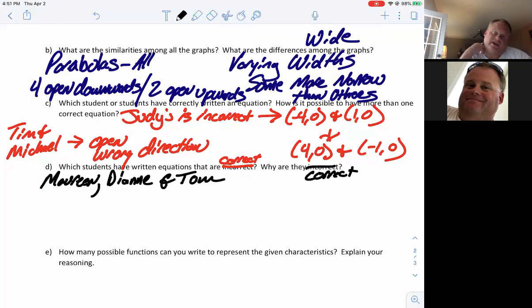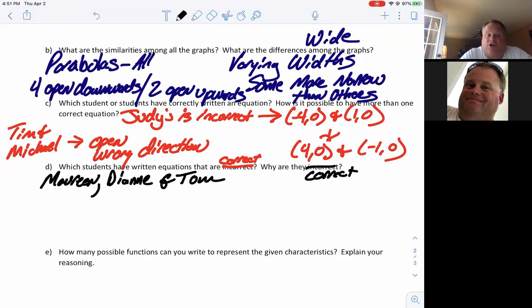Oh, I saw what I did there. I flipped them. Ugh, I hate doing that. I should have done the correct ones first and the incorrect ones secondly, and I flipped them. So C and D really should be flipped, okay? So Judy's is incorrect. Tim and Michael's is incorrect. Why? I already told you about Judy's. Michael's, the wrong direction. This is what I get for using someone else's notes and not mine as I do this. So which students have written equations that are correct? Well, that's Maureen, Diane, and Tom.